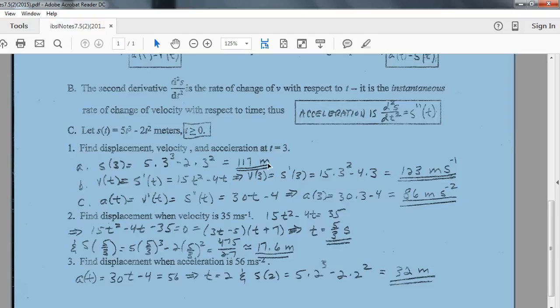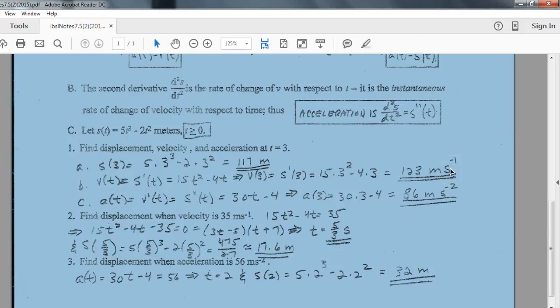If I want to know the velocity, so the rate of change of displacement, so velocity is the rate of change of position. So if I did the first derivative of position, I'm going to get this function right here. Now if I sub in a 3 for time, you can see that we come out with a rate of change of 123 meters per second.